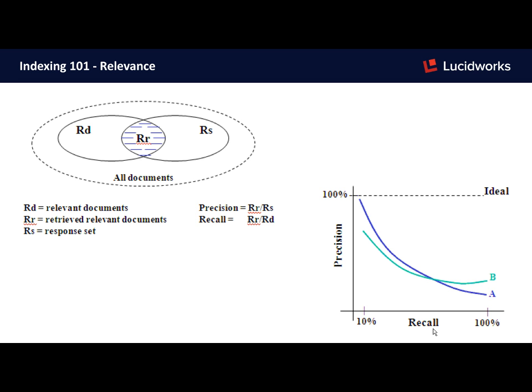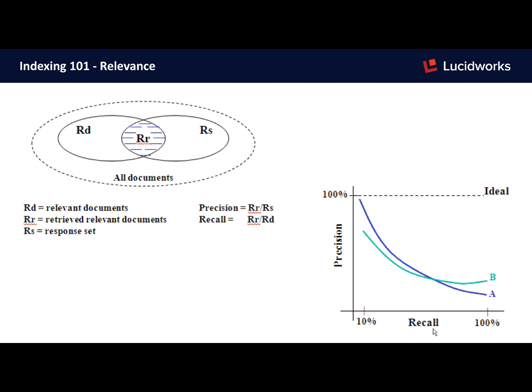So the instances are basically a set of relevant documents, and you're given a search term. Each document gets one of two categories. Either it's relevant or it's not relevant.